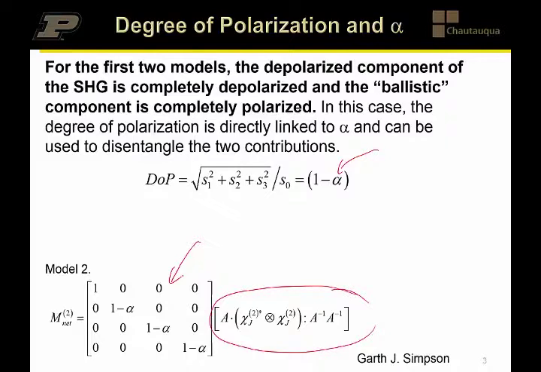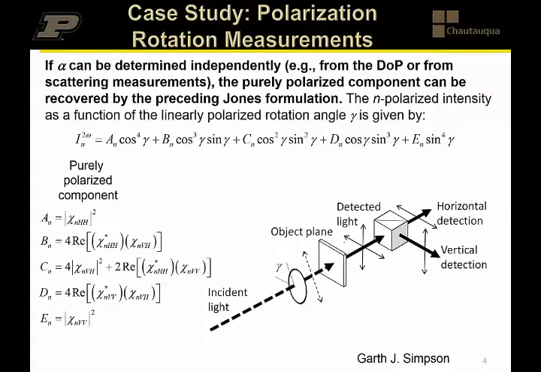turbid medium. So if we think of the total net Mueller tensor as just the product of what we had for pure polarizations multiplied by this linear propagation term, then that gives us a good model, and we can get alpha from the degree of polarization. And that allows us to invert the system fairly readily.